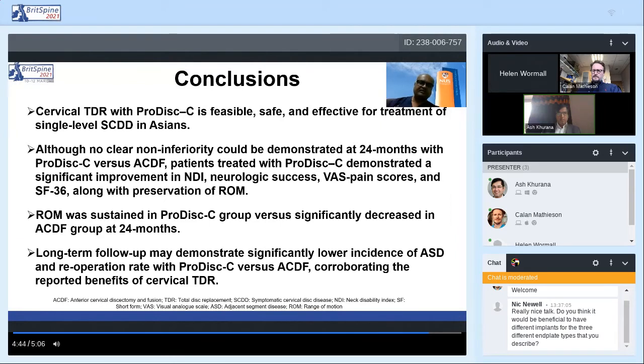for treatment of cervical disc disease, which includes both myelopathy and radiculopathy. There is no clear non-inferiority between the two methods of treatment. The long-term follow-up may demonstrate lower incidence of ASD in the ProDisc C group.